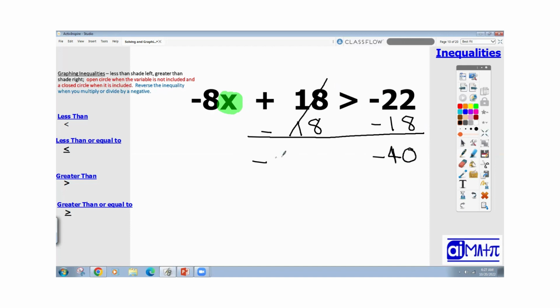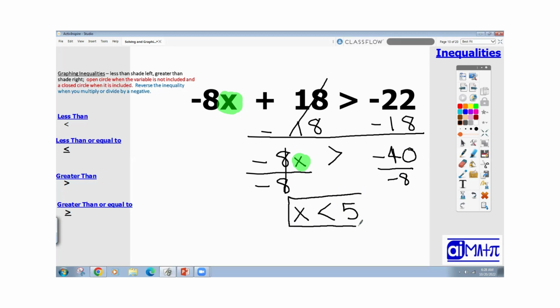Then I drop down my negative 8x. And I drop down the greater than sign. The next thing I would do, because I'm still addressing this x, is the opposite of multiplying by negative 8, which means dividing by negative 8. Negative 8 divided by negative 8 is just positive 1, so I bring the x down. But I have to pay attention to this sign. It started off as a greater than sign. So now I'm going to reverse it and make it a less than sign. And negative 40 divided by negative 8 is positive 5. So I should have x is less than 5.